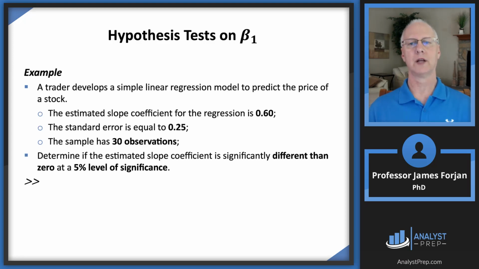All right, let's go take a look at an example here. We're trying to predict the price of a share of stock. So we get a slope coefficient of 0.6. Standard error is 0.25. The sample has 30 observations, so we're going to determine if the estimated slope coefficient of 0.6 is significantly different from 0.